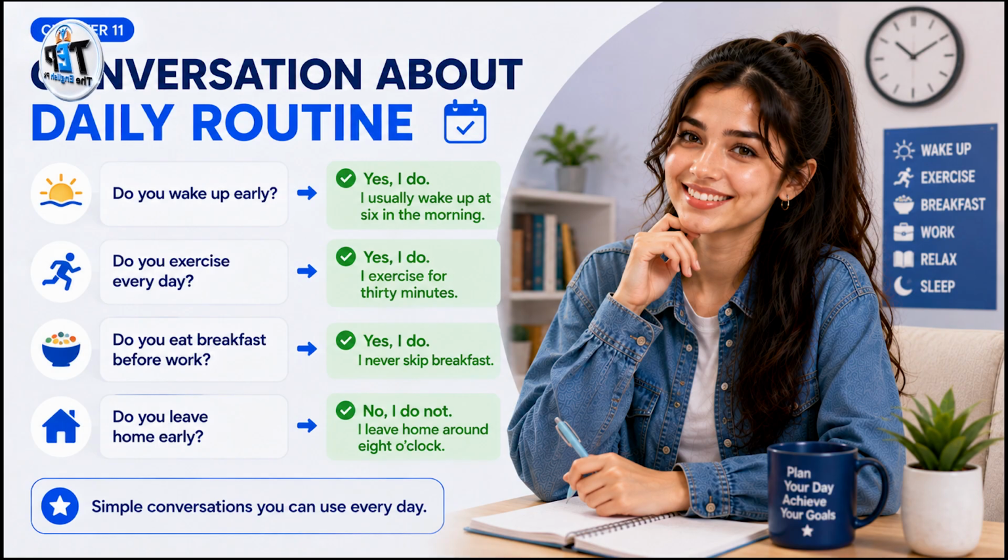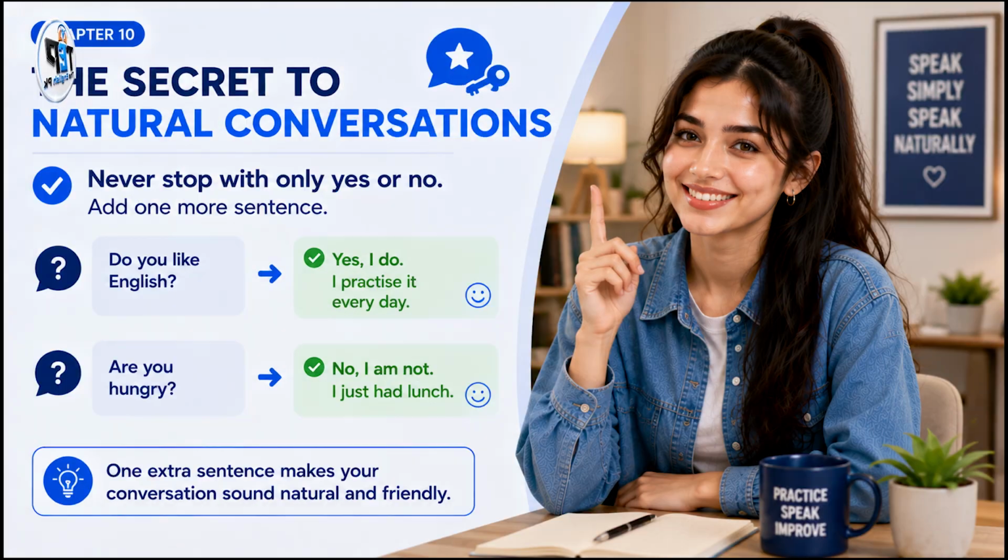Chapter 10: The secret to natural conversations. Always remember one simple rule. Never stop with only yes or no. Add one more sentence. For example, do you like English? Yes I do. I practice it every day. Are you hungry? No I am not. I just had lunch. One extra sentence makes your conversation sound natural and friendly.